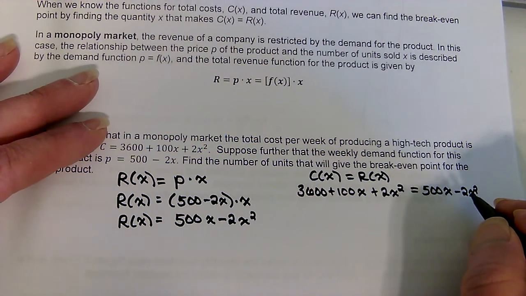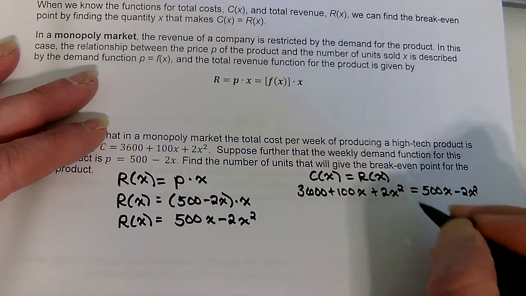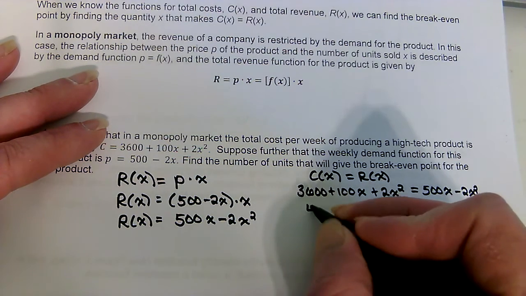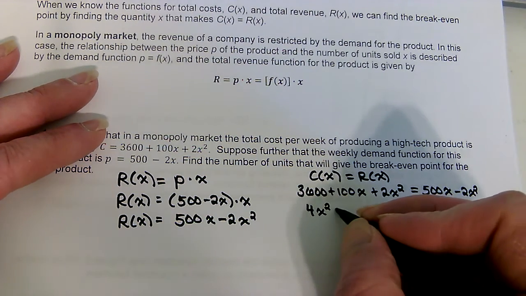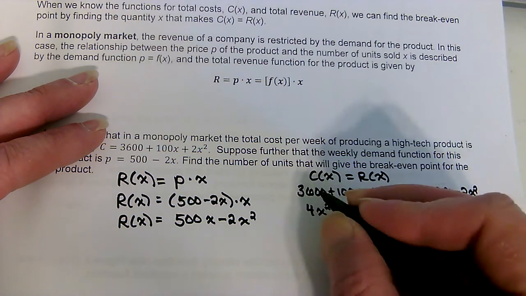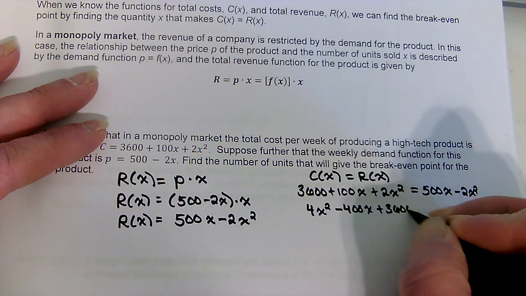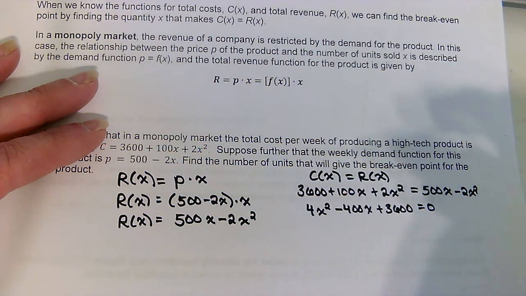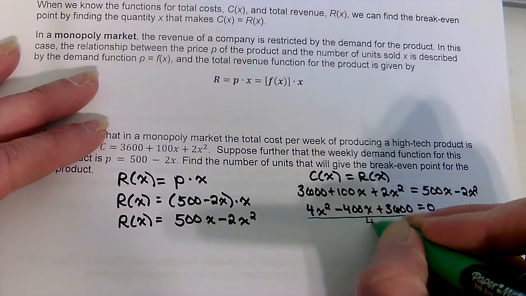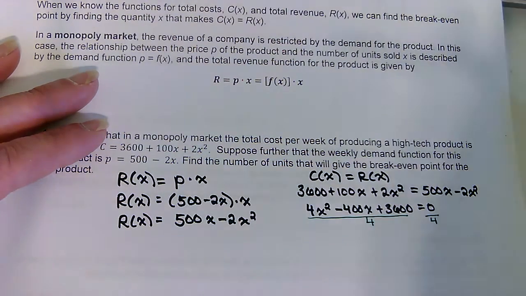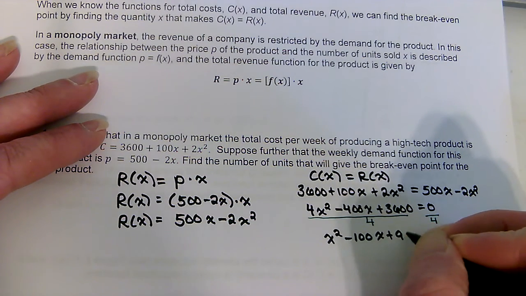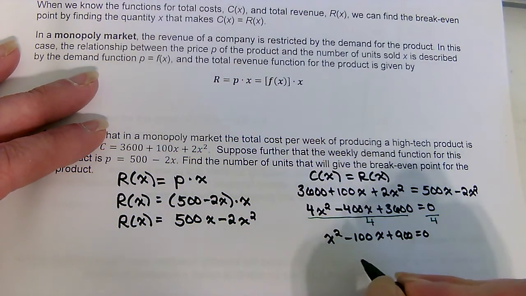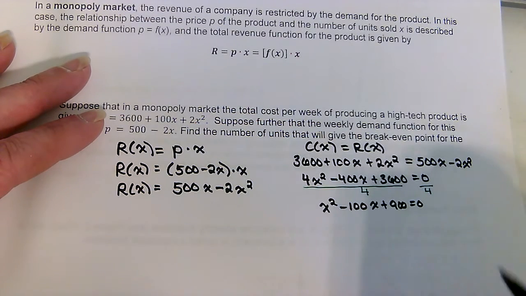If I get everything on one side and add this 2x squared, I'm going to end up with 4x squared. Then I would have to subtract the 500x, so that would give me negative 400x. And then we'd still have that 3,600 there, and we'd have 0 on this side. Everything's divisible by 4, so I could just divide both sides by 4. x squared minus 100x plus 900 equals 0. How nice.